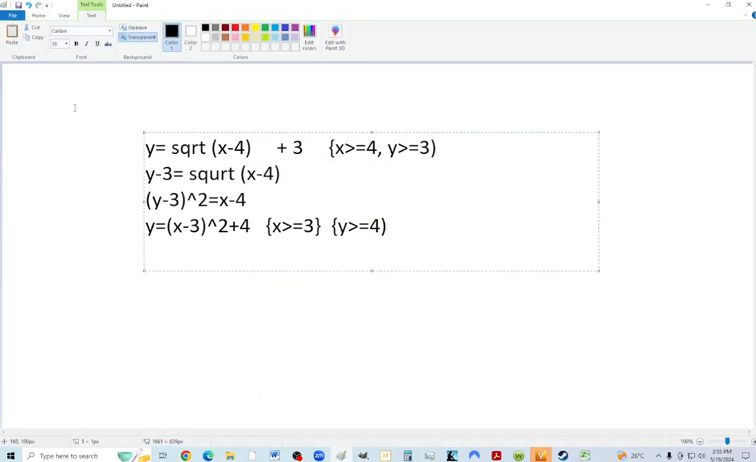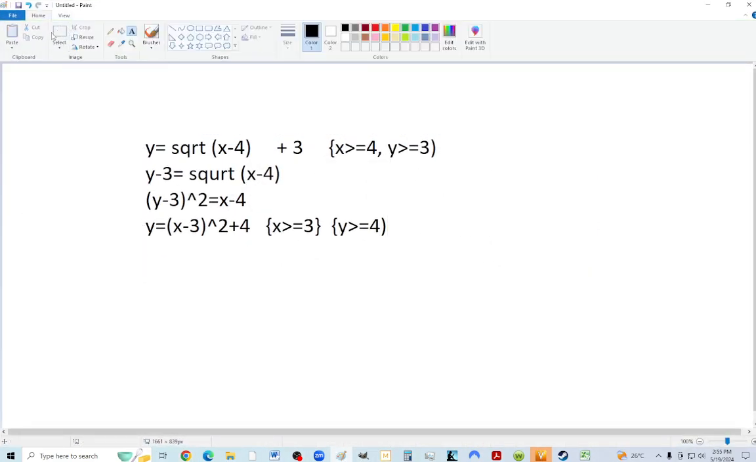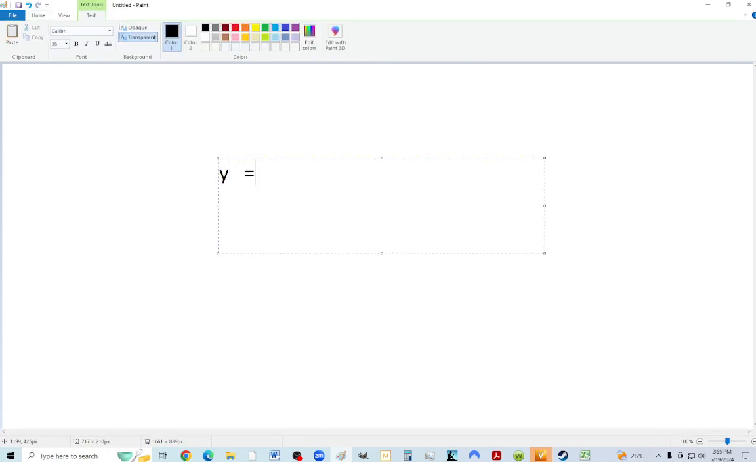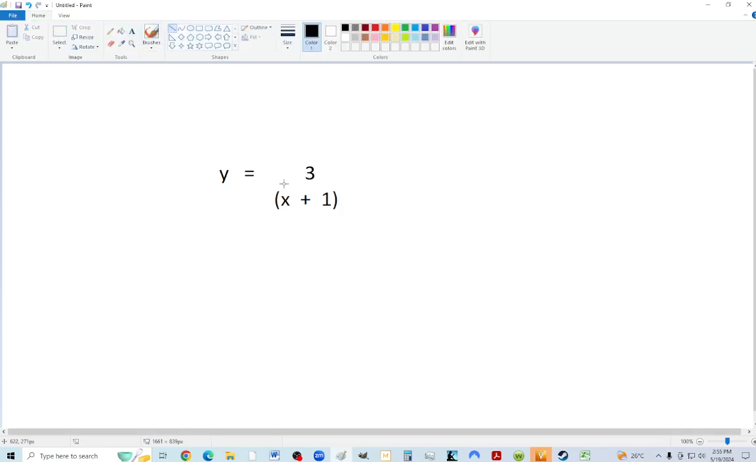Rational inverses are much harder, and I don't think your teacher wants you to do rational ones. Let's say you have 3 over x plus 1, like that. So the secret to this is you have to move the x plus 1 together. Since it's 3 divided by that, you just multiply both sides by x plus 1.